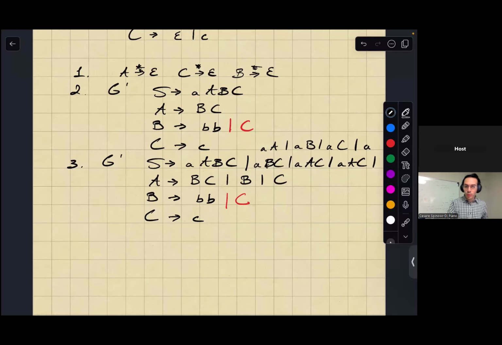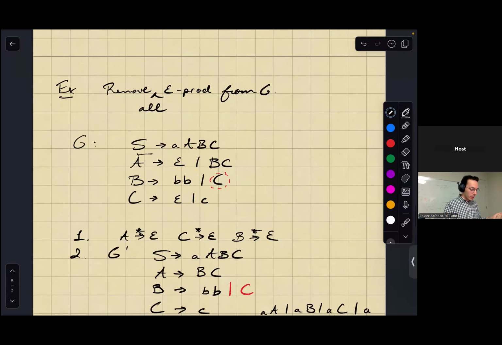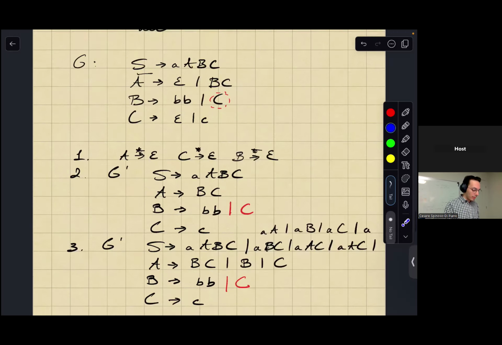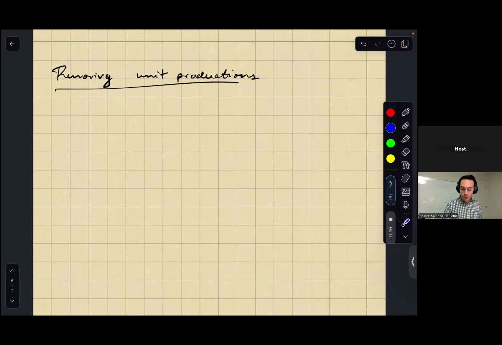So in this video, we'll be continuing our study of the simplification procedure of context-free grammars, really with the goal of converting a context-free grammar G to a context-free grammar G prime in Chomsky normal form. So like I had explained in the previous video, the first step is removing all epsilon production rules from G. The second step is going to be removing unit productions.